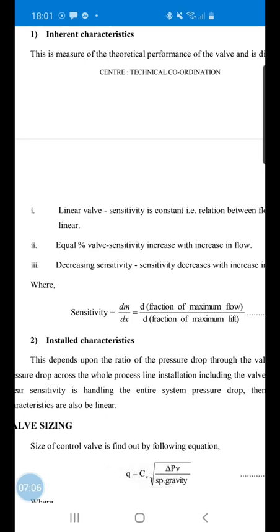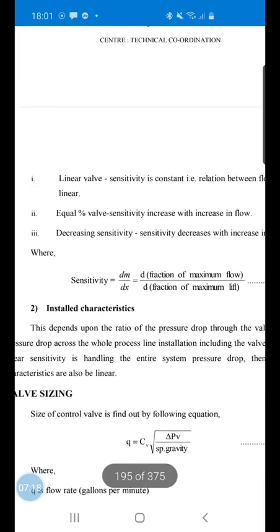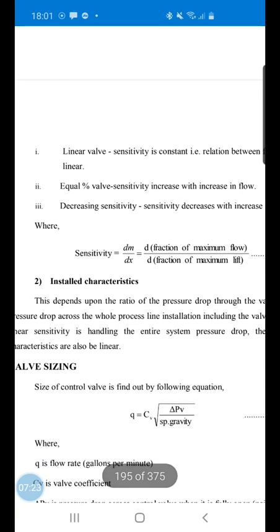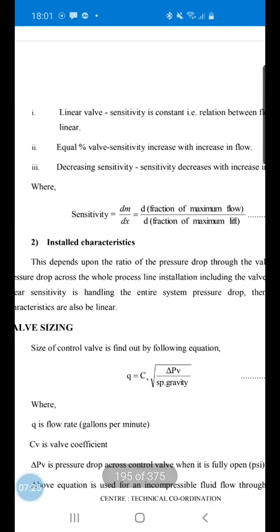So it's very important to know what sensitivity is. Sensitivity means y by x, it is dm by dx. It means the fraction of maximum flow to the fraction of maximum lift. So this is the sensitivity, and this sensitivity describes the inherent characteristics.